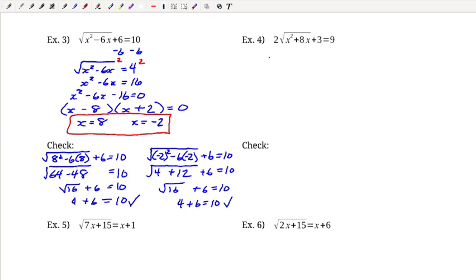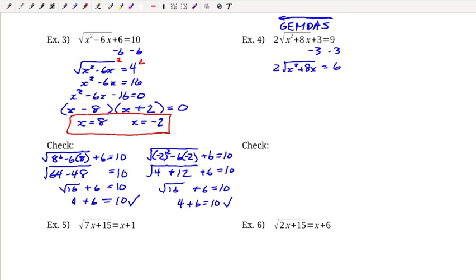Let's take a look at another example. Number 4. Now this time, outside my square root, I've got the plus 3 and this 2. So I'm going to again reverse my GEMDAS. I'm going to first move the addition subtraction term because I'm working my way back this way. So first subtract the 3. So this gets me 2 root x squared plus 8x equals 9 minus 3, 6.